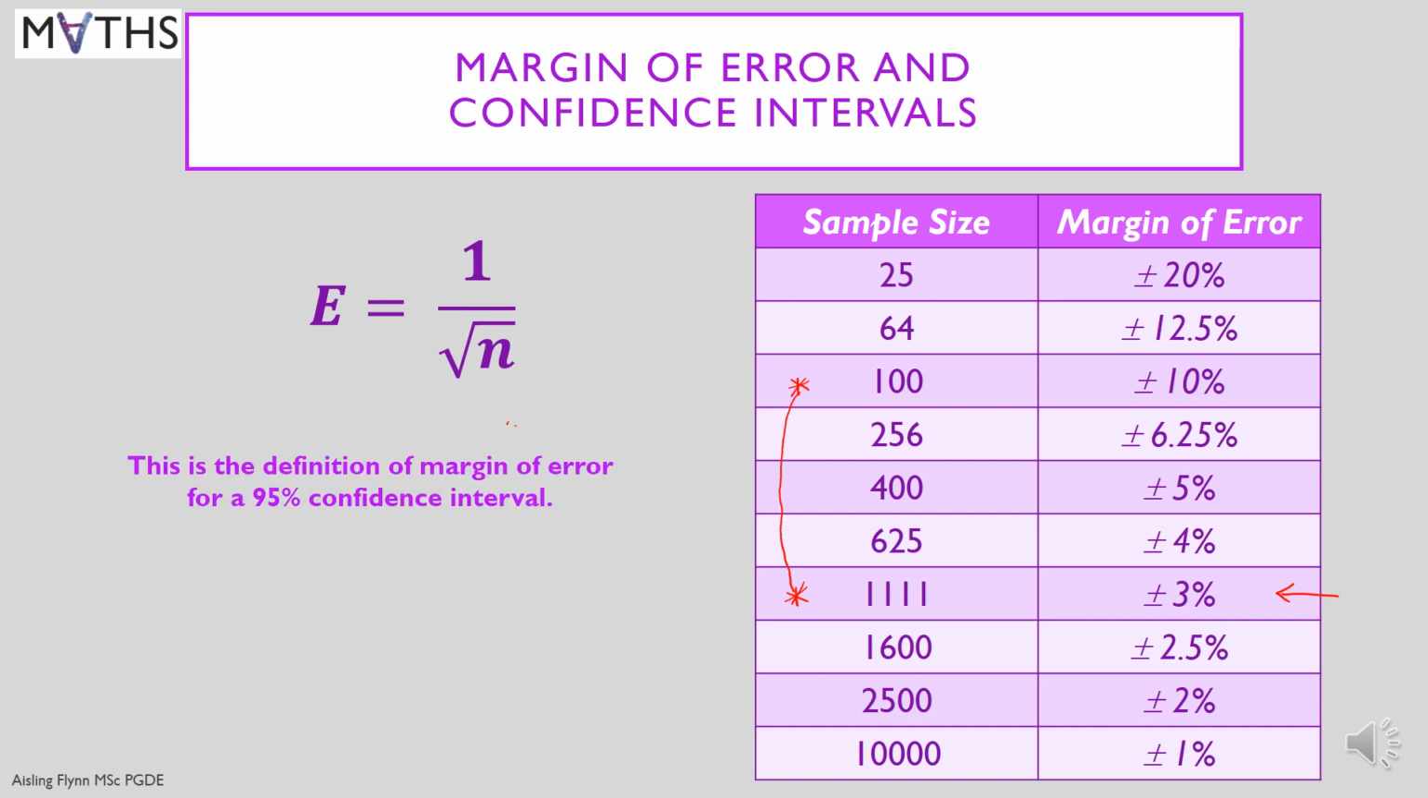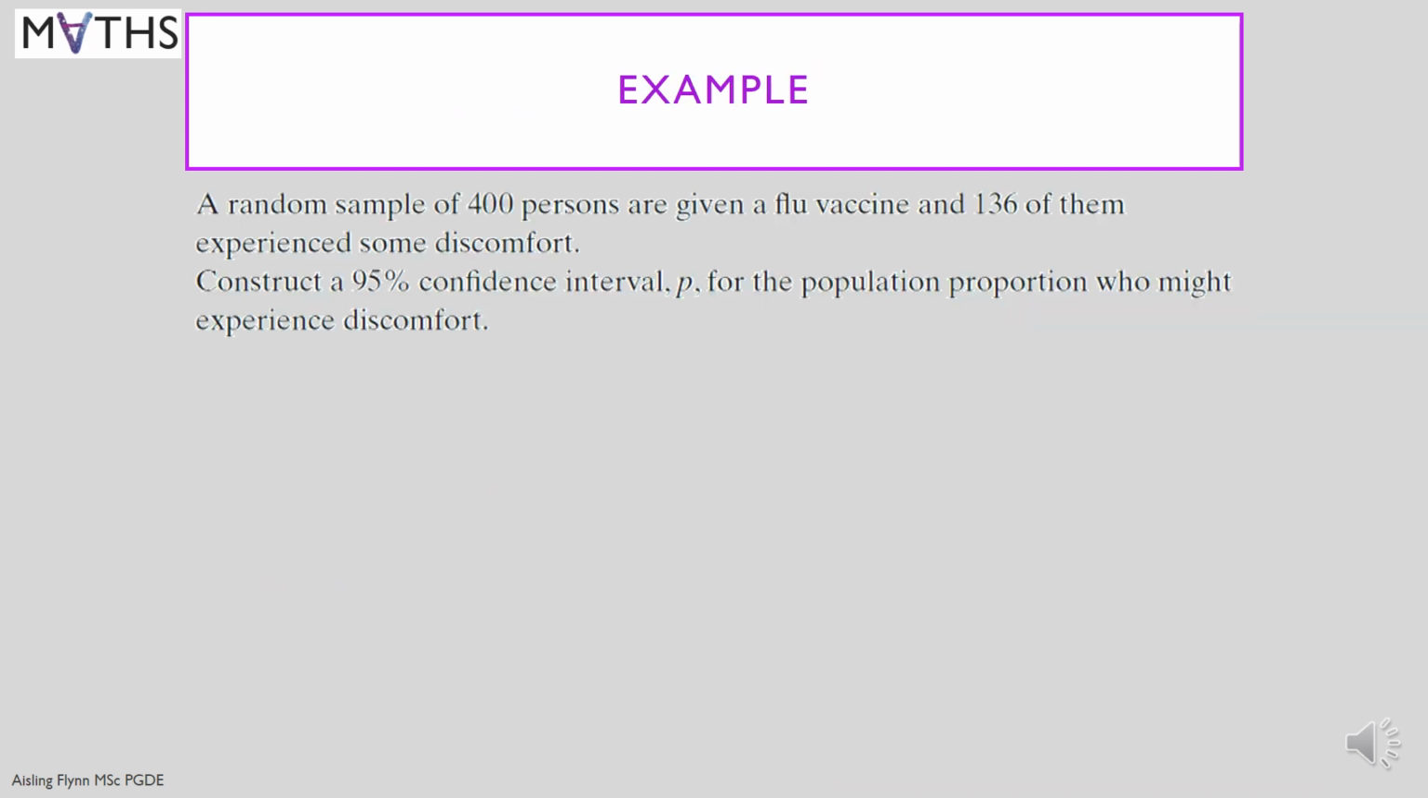This is the definition of margin of error for a 95% confidence interval. That's your E equals 1 over root n. And there are other definitions we discussed which result in a different level of confidence. So let's try an example. A random sample of 400 persons are given a flu vaccine and 136 of them experience some discomfort. Construct a 95% confidence interval P for the population proportion who might experience discomfort.